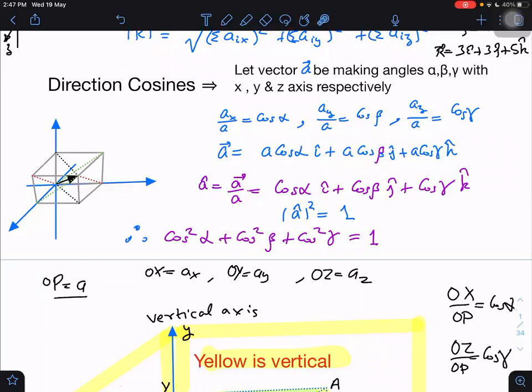It is the same thing, only AX along the x-axis, y-axis, and z-axis. What is A cap? You know what is A cap? Yesterday I told you A cap is a vector divided by its magnitude. It is a unit vector along A.